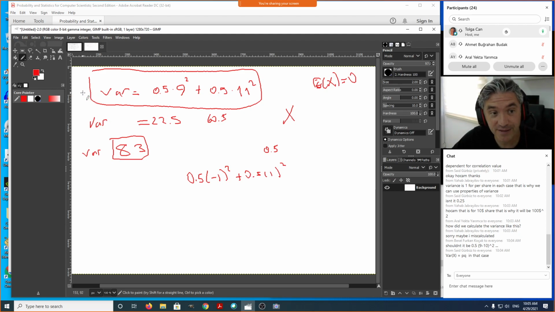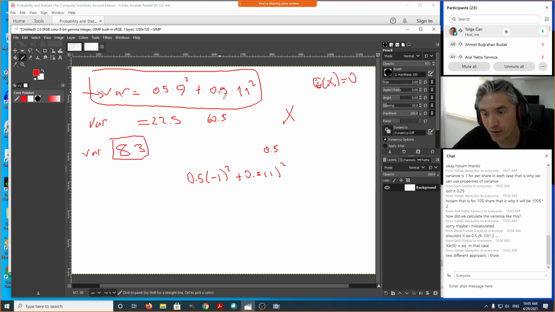But the variance that I'm computing here is the variance in the prices of share A. So if you lose $1, the $10 price is going to be reduced to $9. So with 0.5 probability, the share of A is going to have a value of 9. With 0.5 probability, it's going to have a value of 11. So this variance I'm computing is for the price.